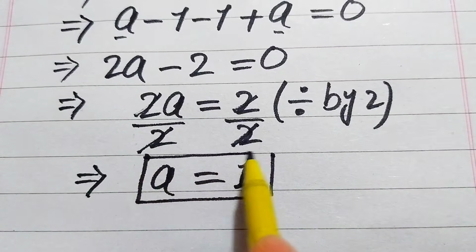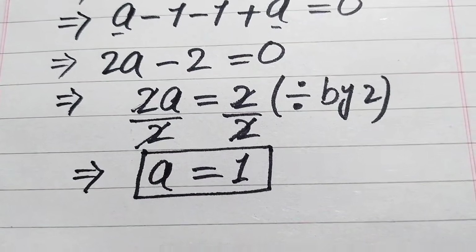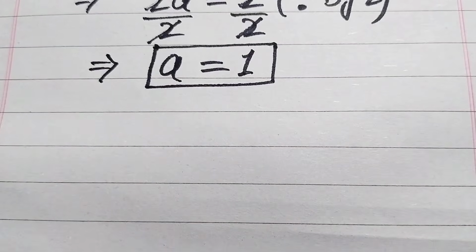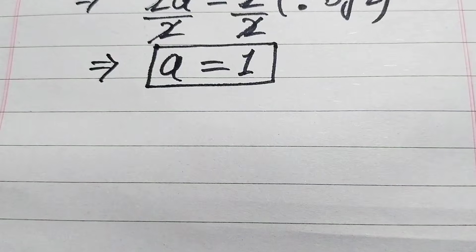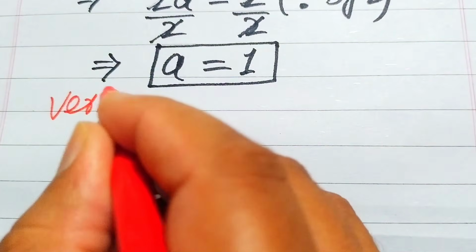So you see here in the first method we get only one value of a, and that is equal to 1. And now in the next step we need to verify whether this value of a is the solution, or whether this value of a is the extraneous root.